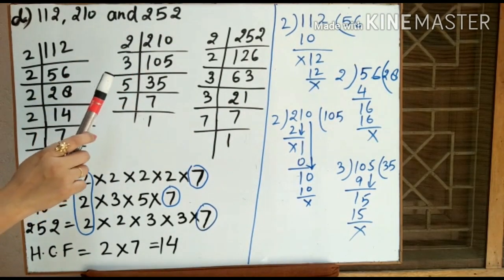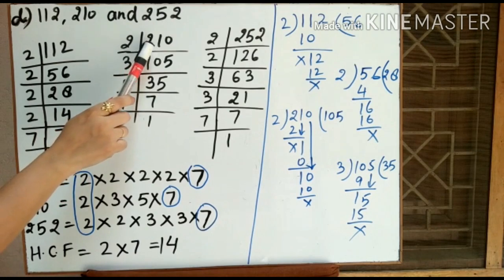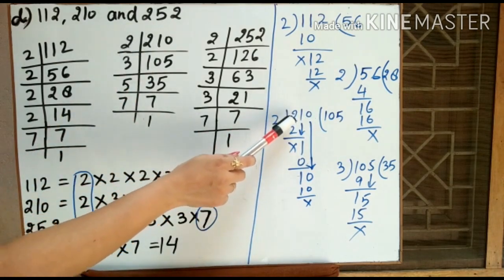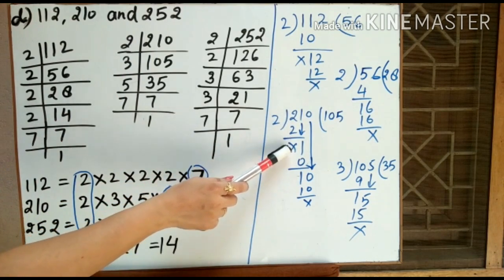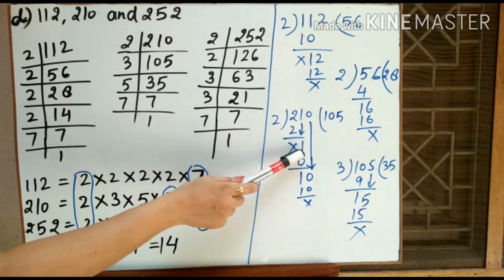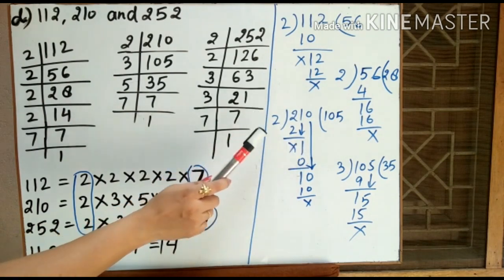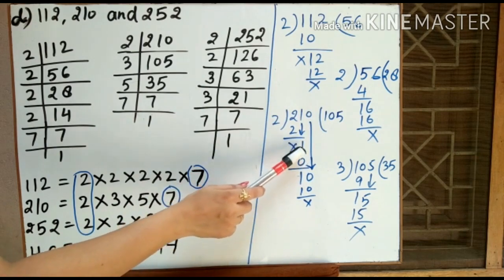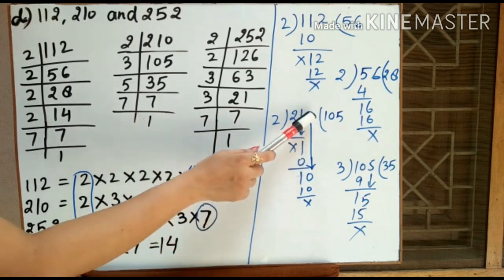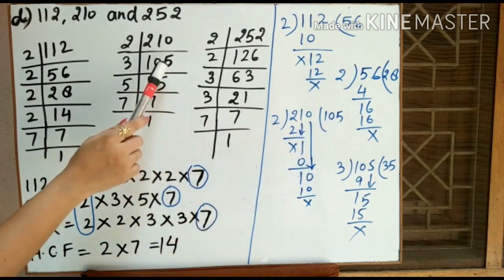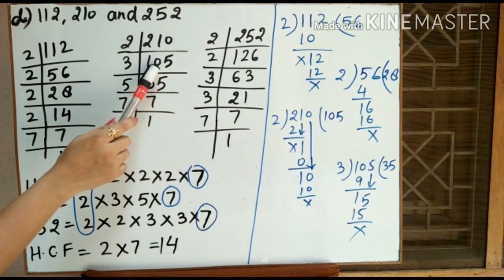Next 210. How to divide 210 by 2? Let's see. 2 1 ja 2. 2 minus 2 is equal to 0. Put a cross there. And write down the next digit 1. And 1 is less than 2. So 2 zeros are 0. 1 minus 0 is equal to 1. Write down the next digit 0. 2 5 ja 10. That's why we will write 105 here.